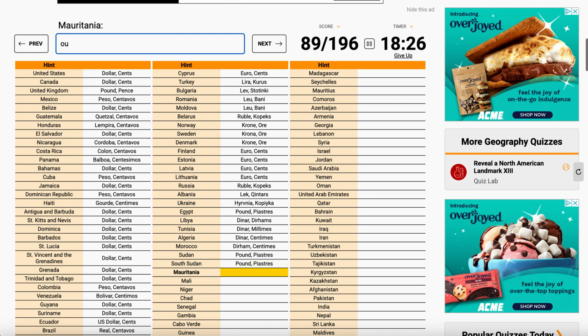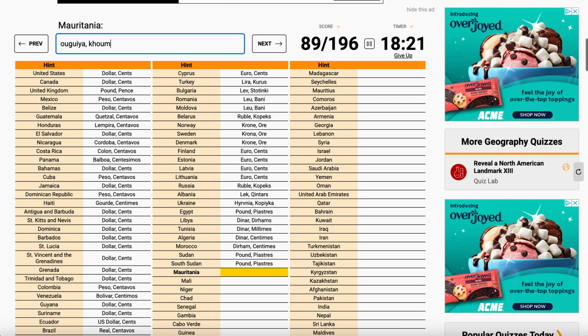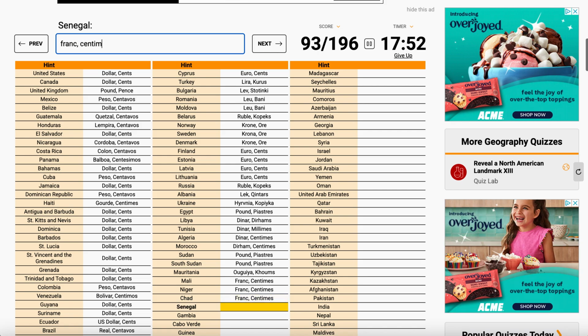Mauritania uses the ouguiya, divided into 5 khoums. The Mauritanian ouguiya is one of the 2 currencies that is not decimalized, the other being the Malagasy ariary, but we will get to that when we get to that. Mali is franc and centimes. Now, a lot of the Central African countries use what's called the CFA franc. So, we got Niger is franc and centimes. Chad, franc and centimes. Senegal, franc and centimes.